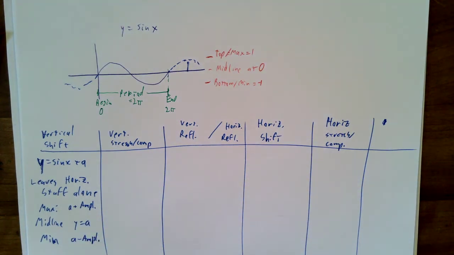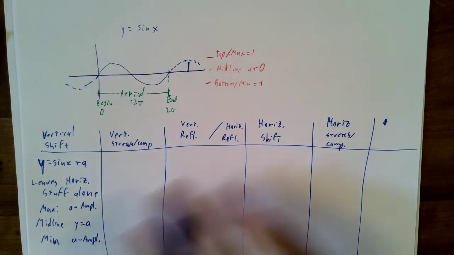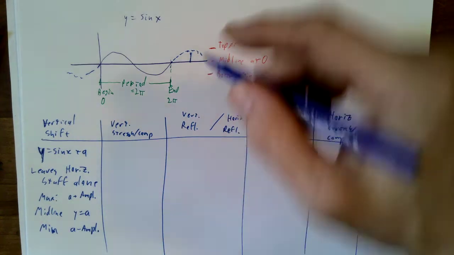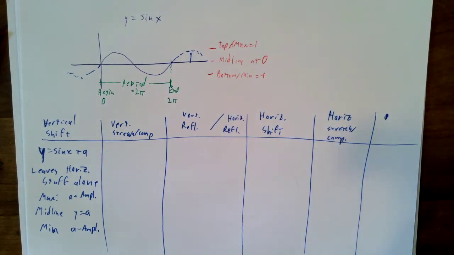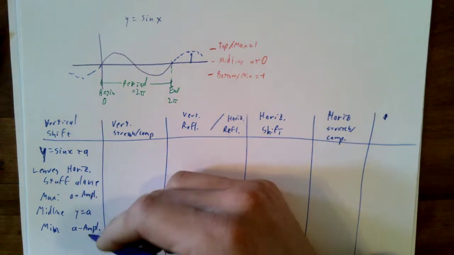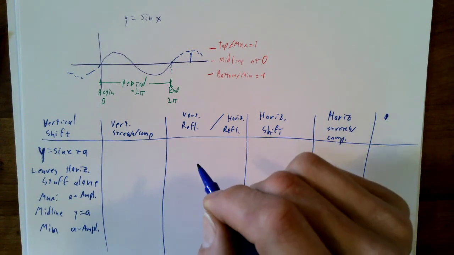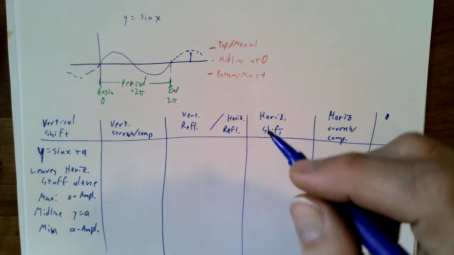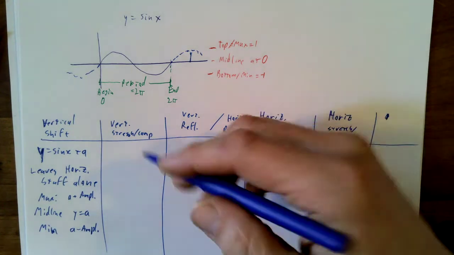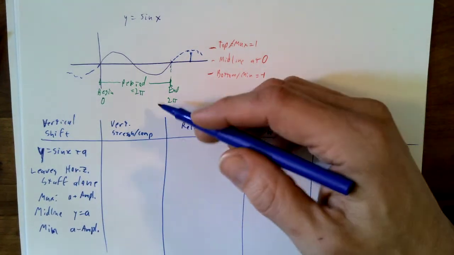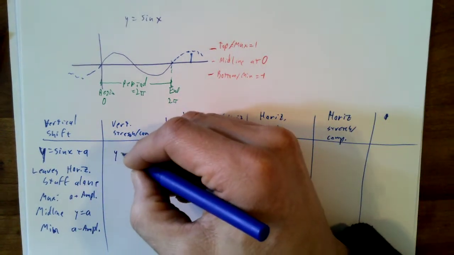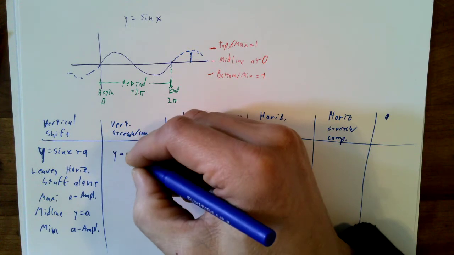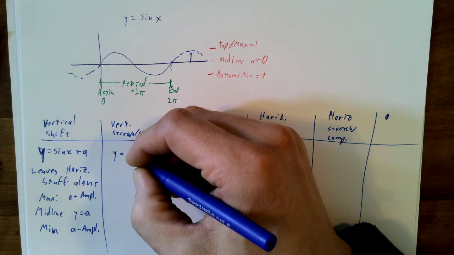And the amplitude is going to be affected by vertical stretch or compression. So if we have a wave that's oscillating between 12 and 16, the midline would be at 14, the amplitude would be 2 in either direction. So those are easy to figure out from the graph. Also, vertical stretch and compression is going to affect the amplitude. Then that's if I have some number times sine of x.